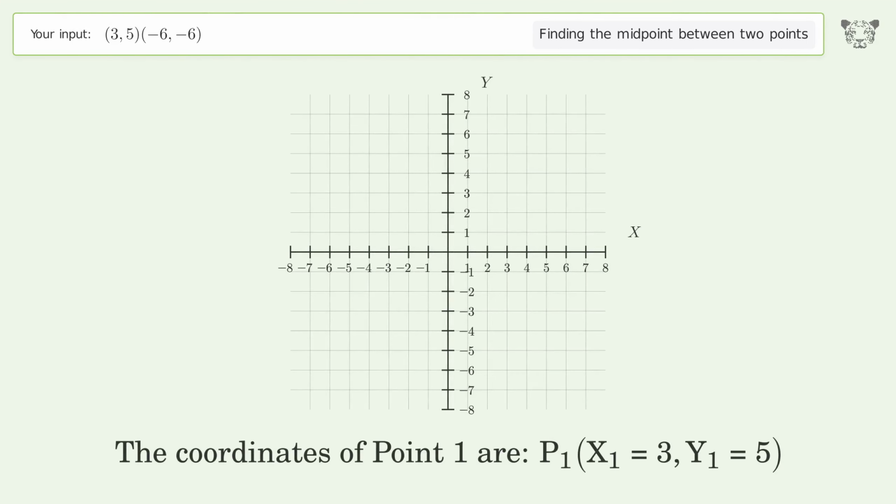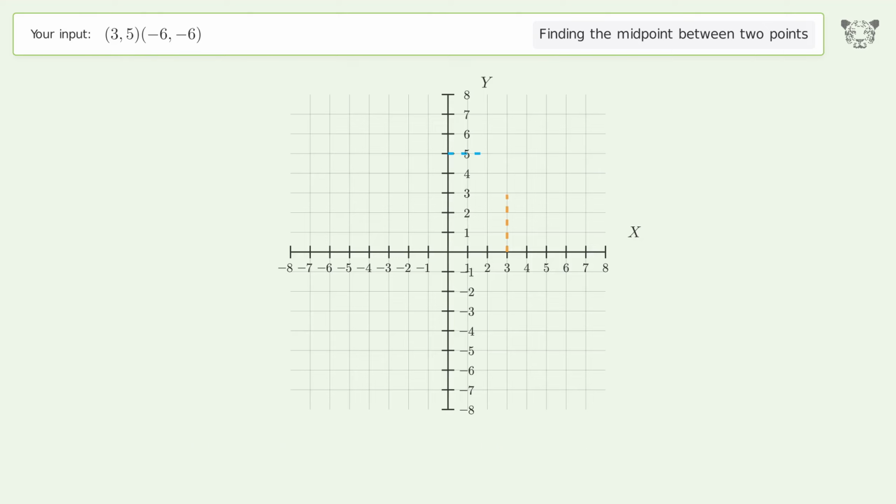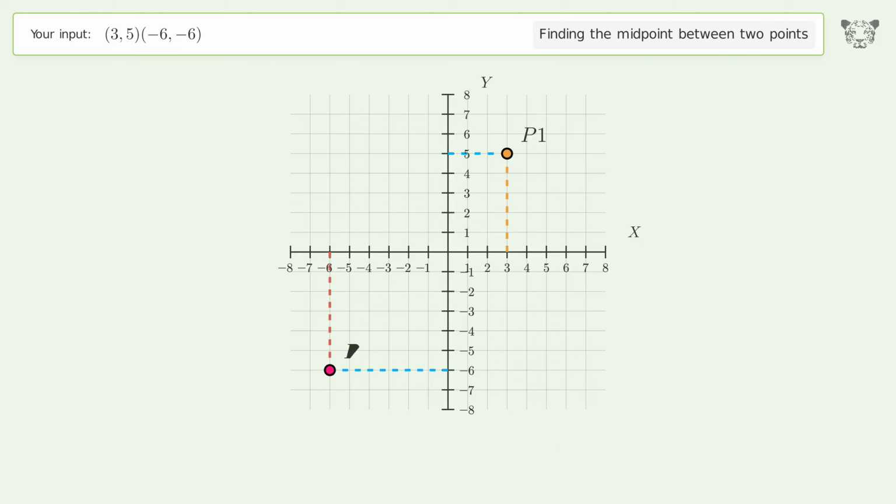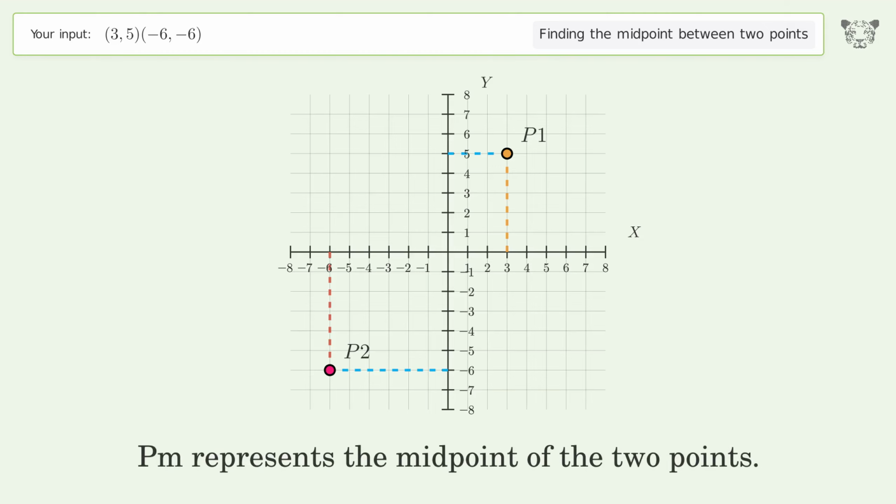The coordinates of point 1 are x1 equals 3, y1 equals 5. The coordinates of point 2 are x2 equals -6, y2 equals -6. PM represents the midpoint of the 2 points.